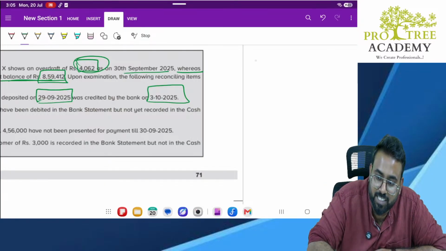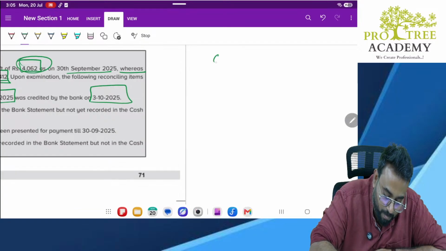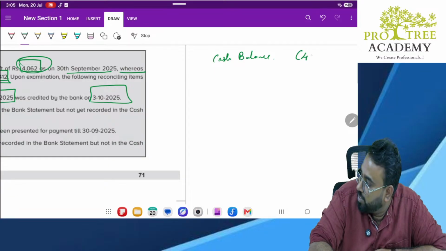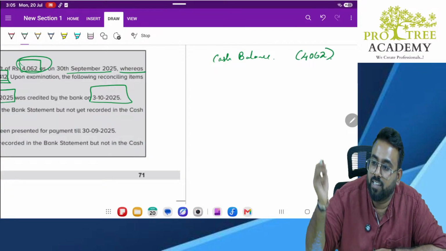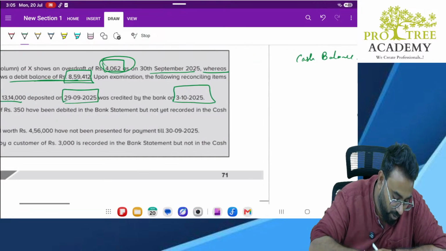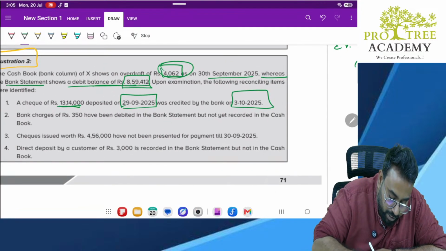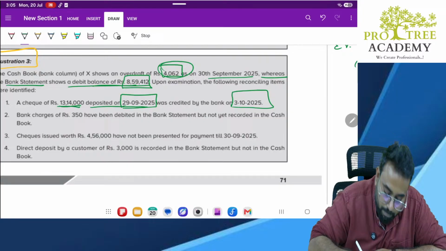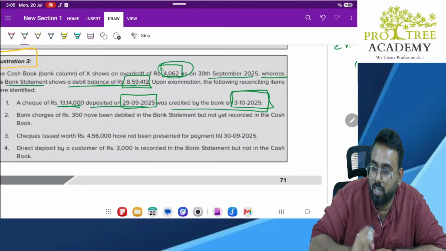Let's start with the cash balance. How much is the cash balance? Correct? Everybody has written it. Okay. Now, a check of 13,14,000 deposited on September was credited by the bank on 3rd October.